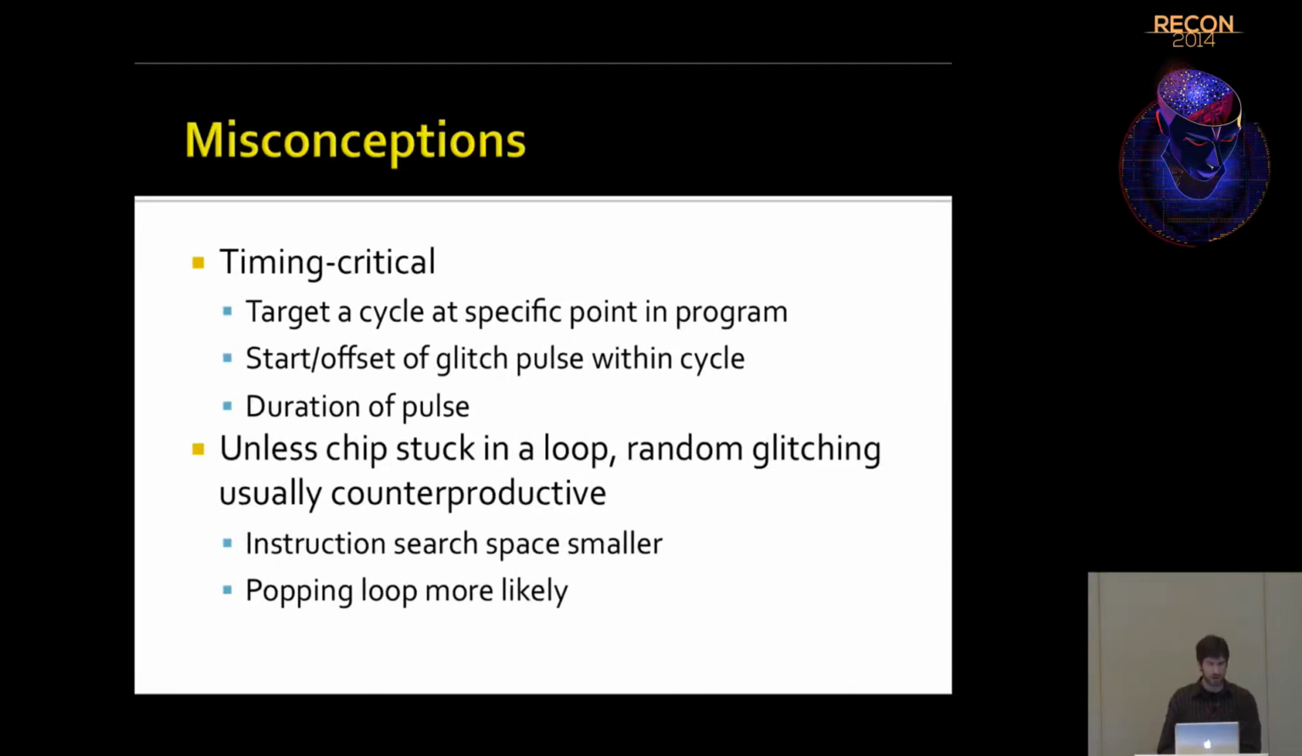And then finally, unless the chip is stuck in a loop, random glitching is usually counterproductive. So if it is stuck in a loop, then yes, glitch randomly at different times all over the place, try voltage, try clock, because anything to pop the chip out of the loop will meet your goal. But if you're actually trying to do a specific thing like dump firmware or bypass a bootloader check, you'll probably want to be more precise where you're placing that glitch over time.